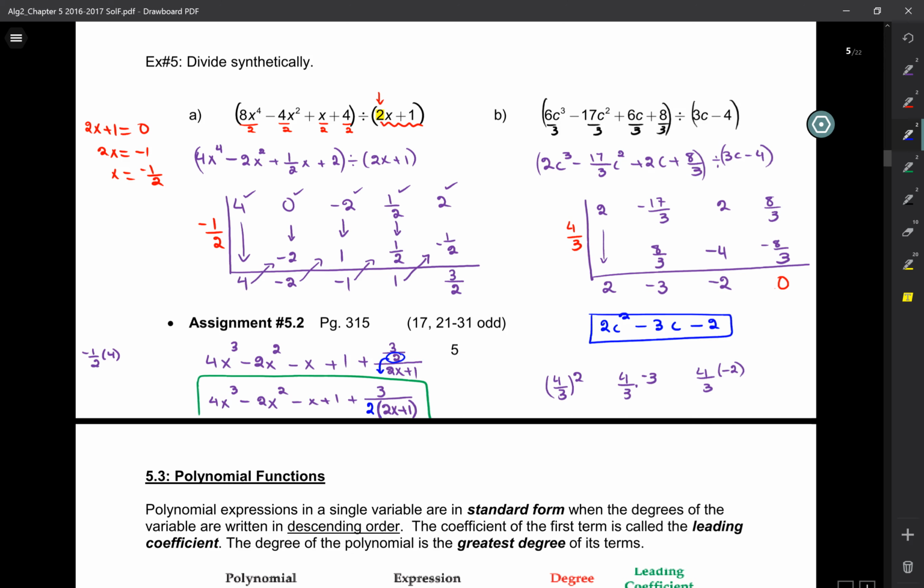Okay, one last thing, a little bit of vocabulary. This polynomial that we get after doing synthetic division, who knows what it's called? Well, it's the polynomial after the reduced exponent. It's called a depressed polynomial.